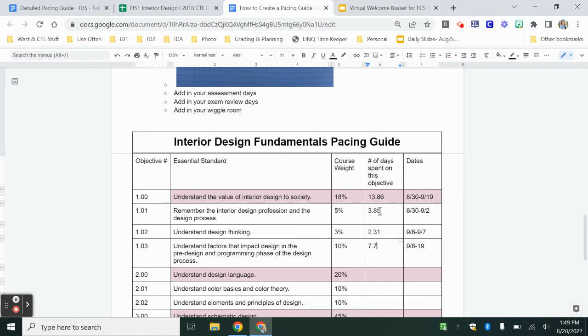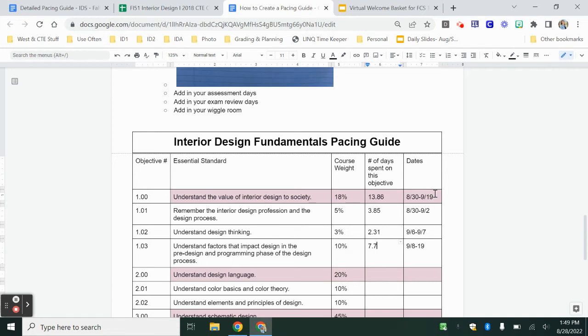Then I can further break down, doing the same formula, the cross multiplication, percent over 100 equals is over of. How many days is 5%, 3%, and 10%? And here are those answers right here. Those all together equal 13.86 days. And that tells me, that's how you know exactly how long you spend on something.